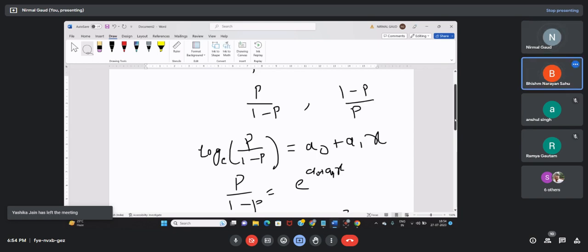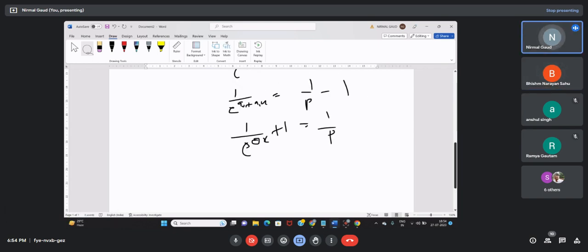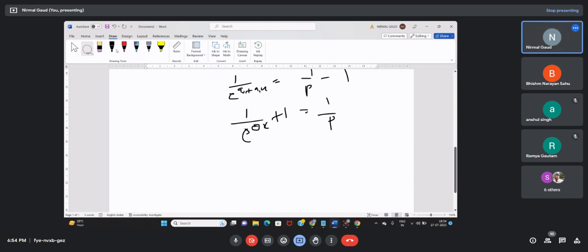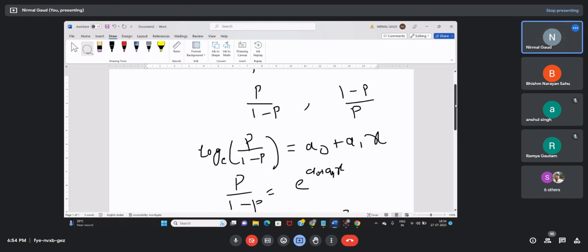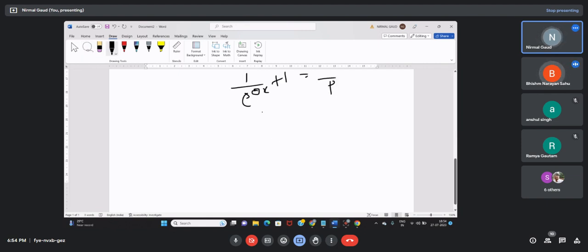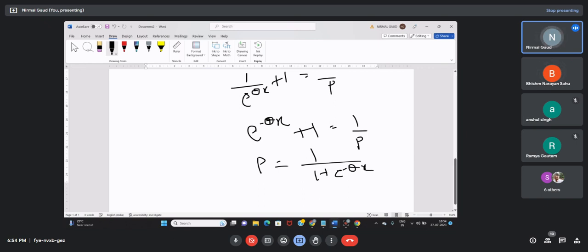Okay, just let me take this to the power, and later on we can have a cross multiplication. So in the previous step it will be e to the power minus theta x. Yes, Bhishma, you are right. So I can take this to the power, plus 1 equal to 1 upon p, and let me cross multiply here, p, and bring this thing down. So p equal to 1 upon 1 plus e to the power minus theta x.